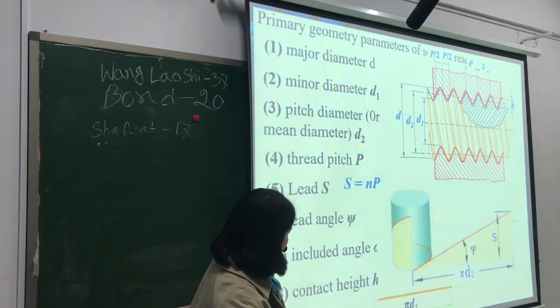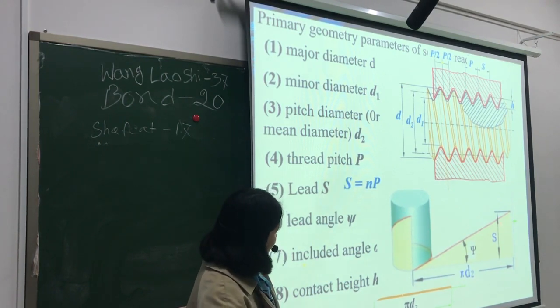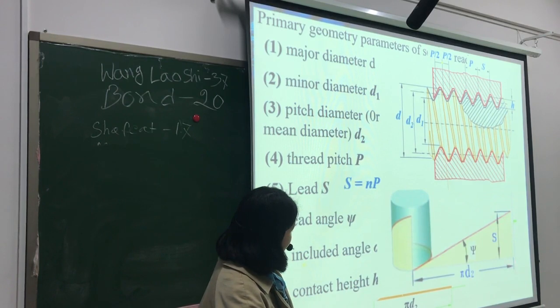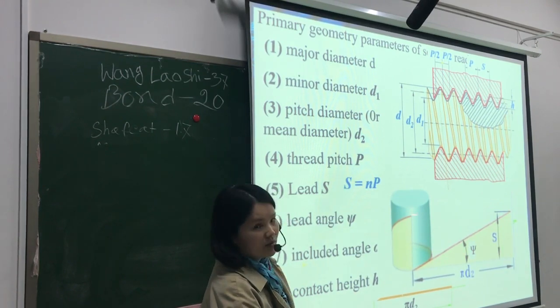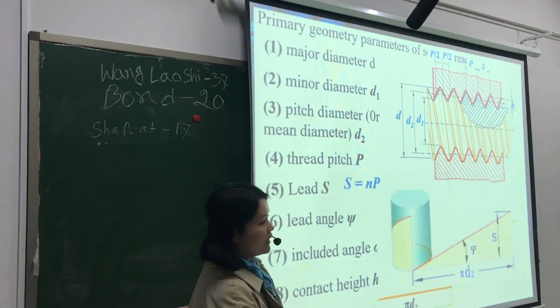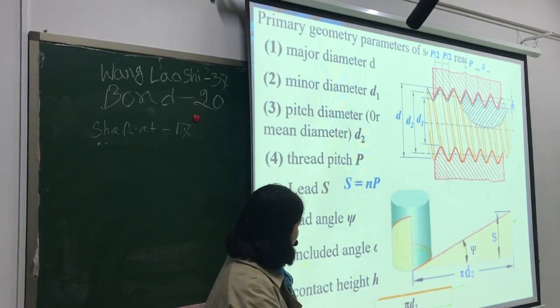So the thread can form like this. There is a right triangle with angle psi, the lead angle, and the right triangle wraps around the cylinder to form the thread.